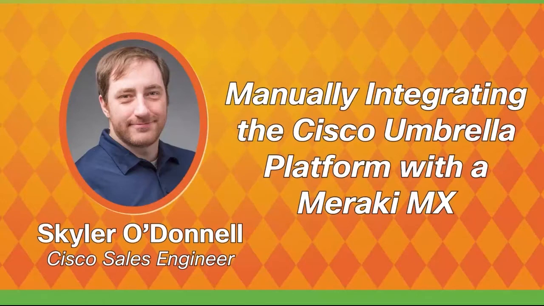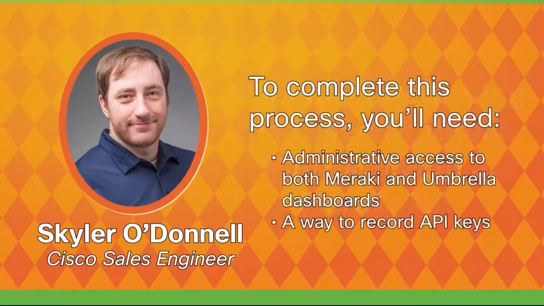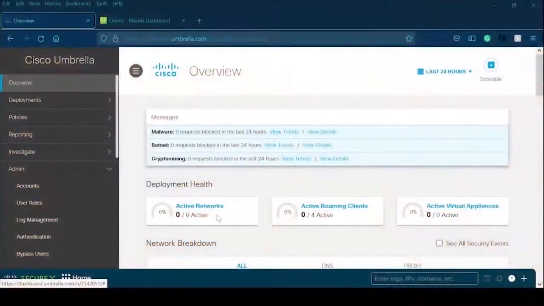By the end of this video, you'll know how to locate and create an Umbrella API key, as well as where to add that key in the Meraki dashboard to enhance the Meraki MX security appliance. To complete this video, you'll need administrative access to both the Meraki and Umbrella dashboards, as well as something to record the API keys. As you can see, I've logged into the Umbrella dashboard right here.